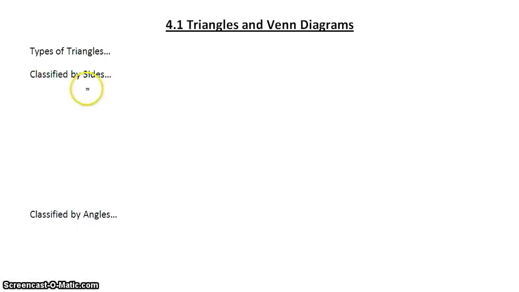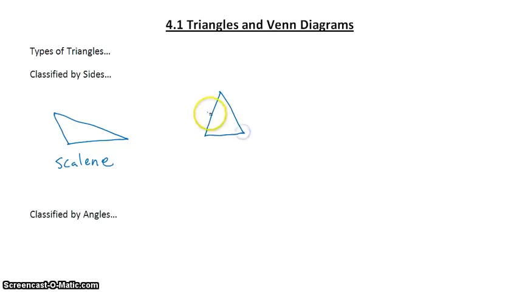If we look at classifying triangles by its sides, we can have a triangle with no congruent sides. When a triangle has no congruent sides, it is called scalene. If a triangle has two congruent sides, that triangle is called isosceles. And if a triangle has all three sides congruent, it is equilateral.